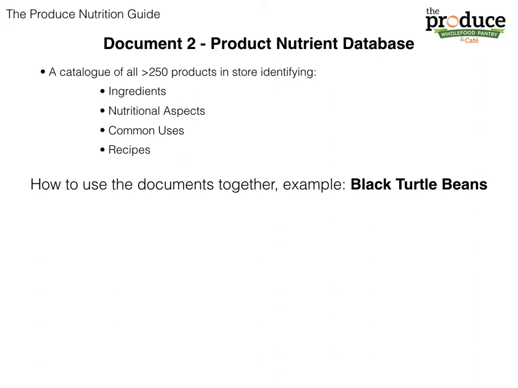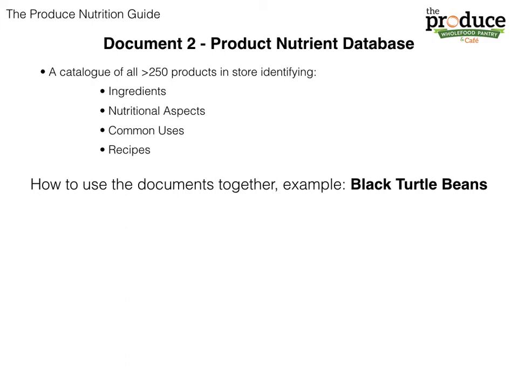Now, document 2 is the database of all over 250 products that we have here in store. Each product has its own page dedicated to it, which lists the ingredients in the product, nutritional aspects, common uses, as well as at least one recipe suggestion.